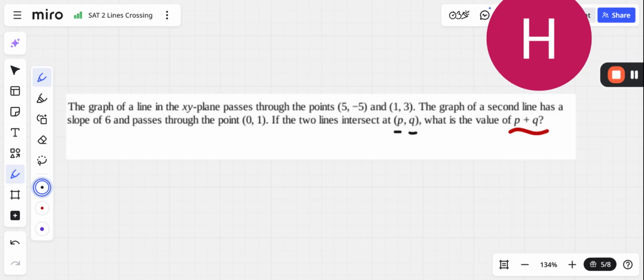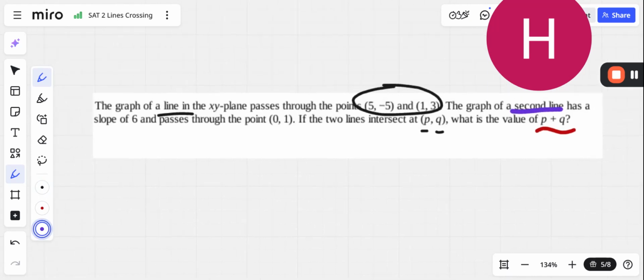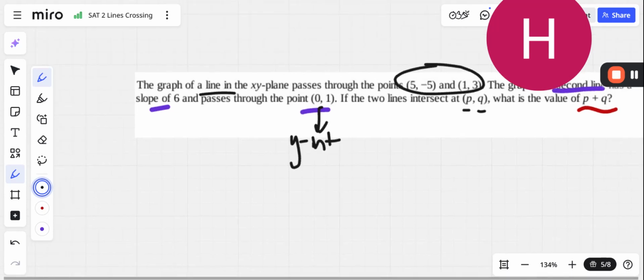Now let's read the question. The graph of a line, so we have a line, passes through these points. So I can find the equation of that line pretty easily. Let's see if I'll need to do that or not. Then we have a second line. The second line, they give us a slope and a point. Okay, so I could also write the equation of that line. It would be in point slope form or slope-intercept form, since this happens to be the y-intercept that they gave you. So I could write the second equation as y equals 6x plus 1.